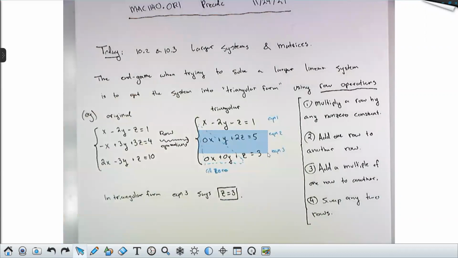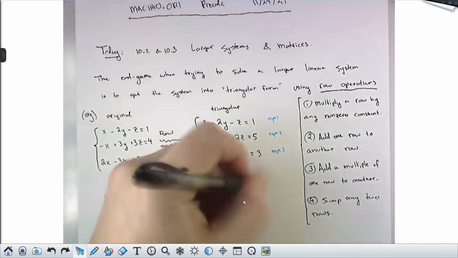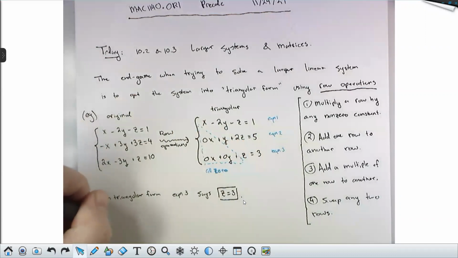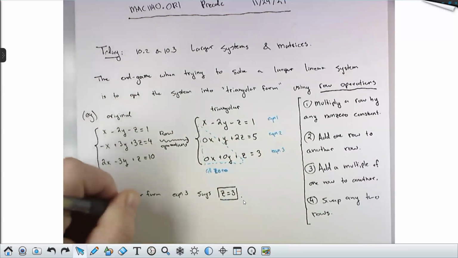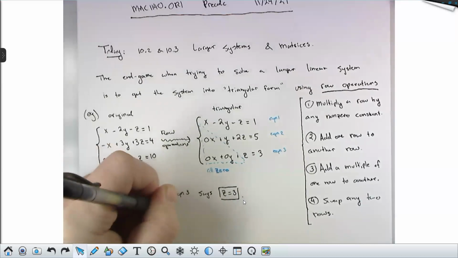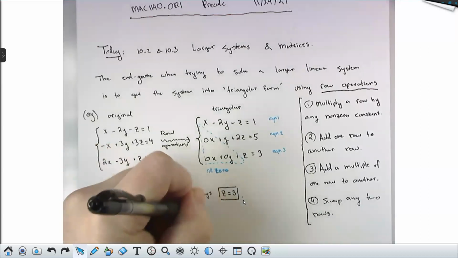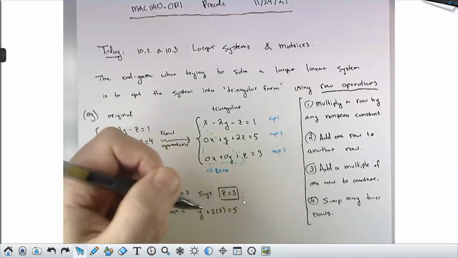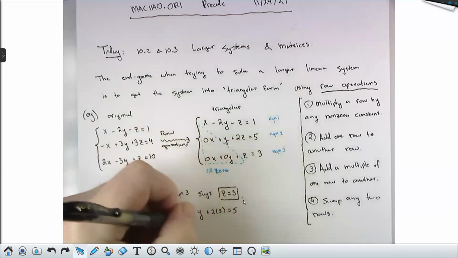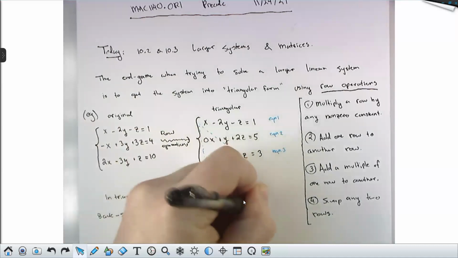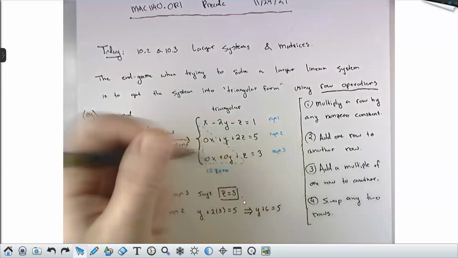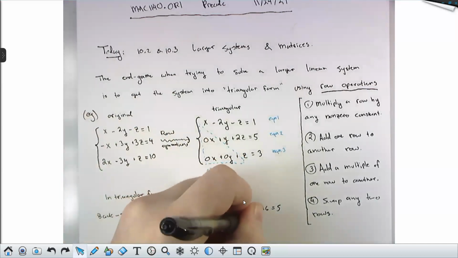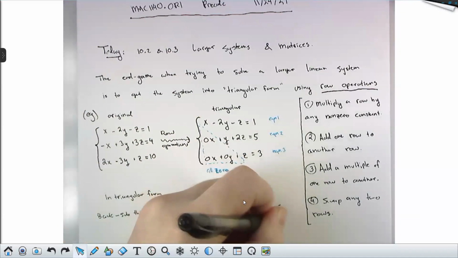And now because the equation above, sure, he doesn't just have y's. I can't straight up read off y, but he just has y's and z's. And since I now know z, I can back sub this into equation 2. So that would tell me y plus 2 times 3 equals 5, which means y plus 6 equals 5, which means y equals 5 minus 6 is -1.